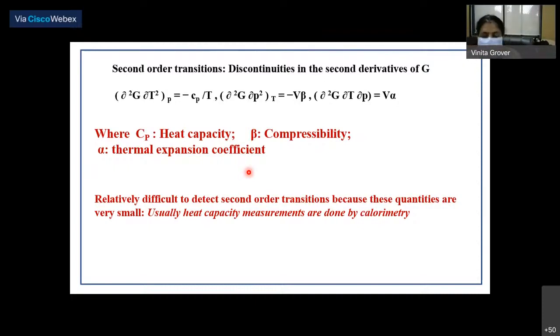But most of the time, heat capacity change is appreciable. So second order phase transitions are studied or determined by measuring the change in heat capacity, and that is done by calorimetry.